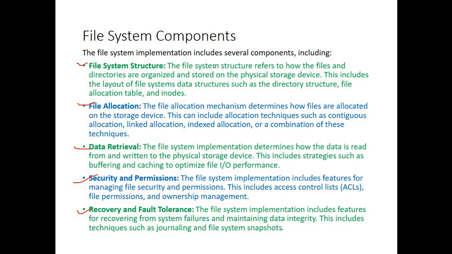File system structure. The file system structure refers to how the files and directories are organized and stored on the physical storage. This includes the layout of the file system's data structures such as directory structure, file allocation table, inode table, etc. That means it deals with the data structures for files and directories.